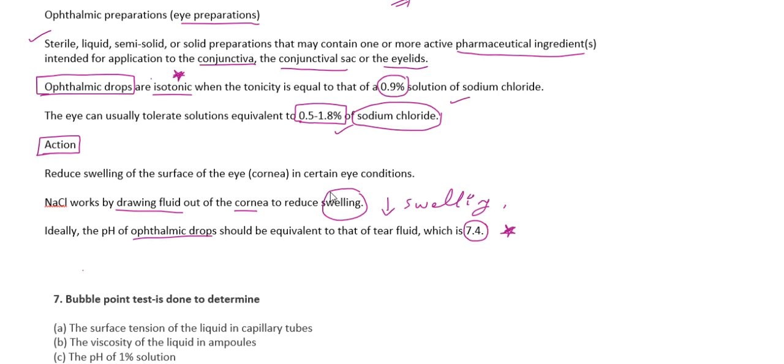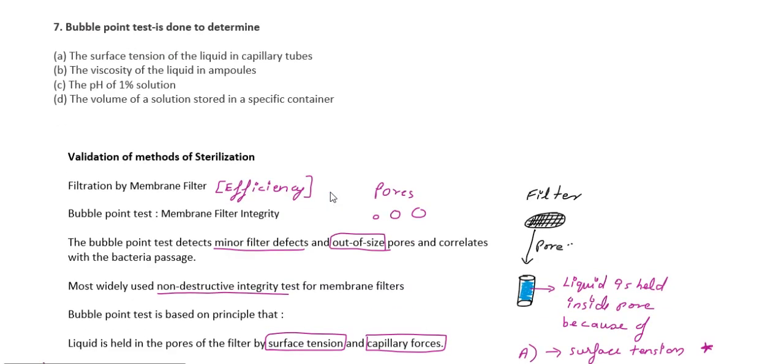We'll go to the next question. Bubble point test is done to determine: we have different options here. Surface tension of liquid in capillary tubes, the viscosity of liquid in ampoules, the pH of 1% solution, or the volume of solution stored in a specific container. The right answer for this is surface tension of the liquid in capillary tube.